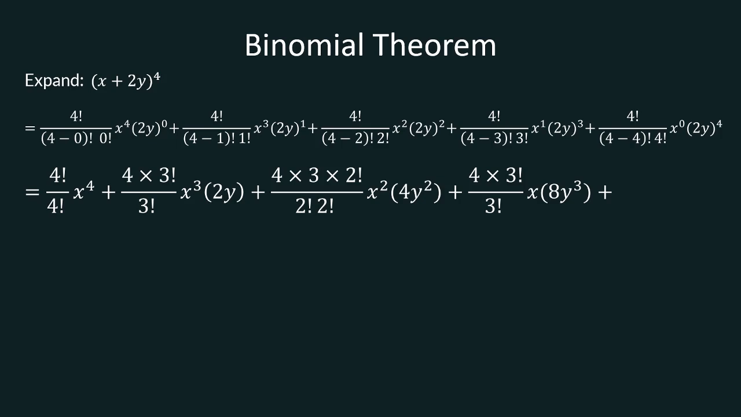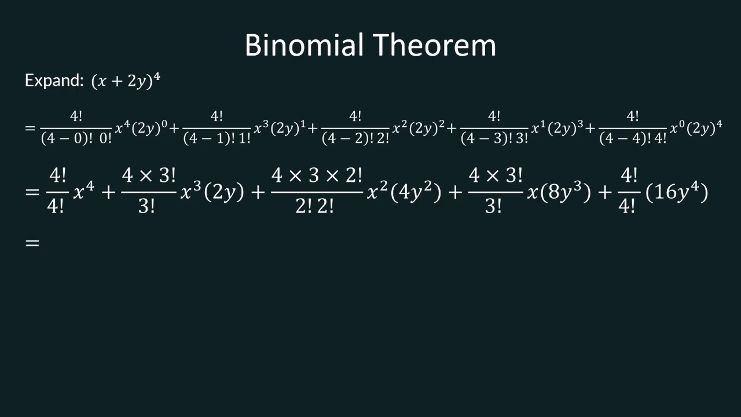Times x raised to the power 1 is x and 2y cubed is 8y cubed. Okay, the power affects both of them. If you are having difficulty understanding this, go check out our video on indices where we tackle this. And in the last term, we have 4 factorial divided by 4 factorial times 2y raised to the power 4, which becomes 16y raised to the power 4.